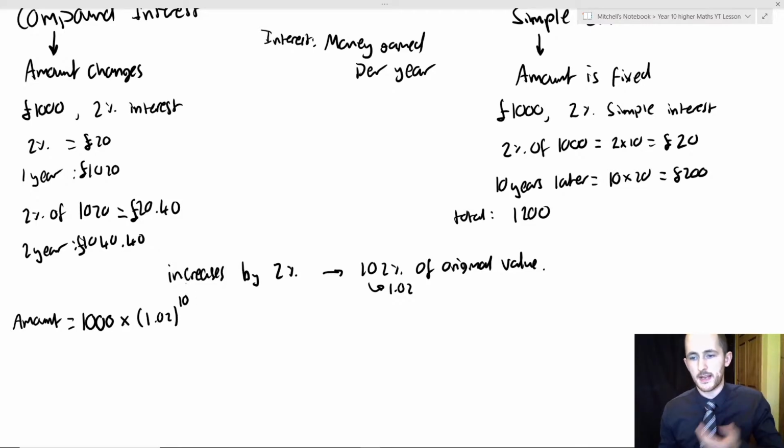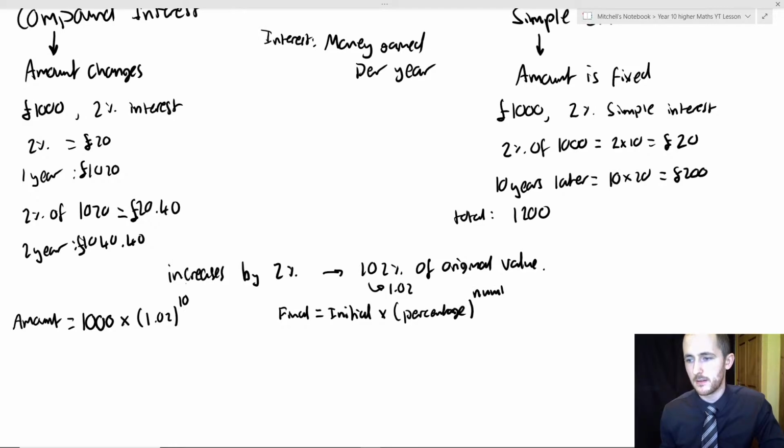If you want an actual equation for this, you have final equals initial. So the final amount of money equals the initial amount of money times the percentage to the power of the number of years.